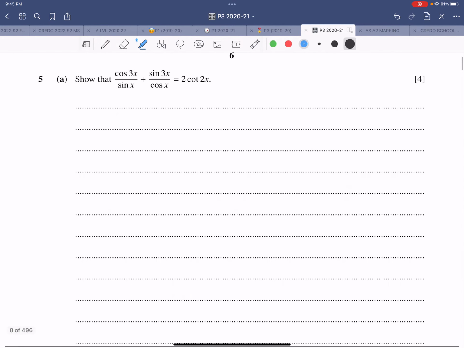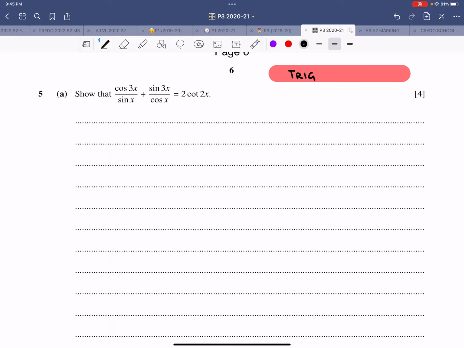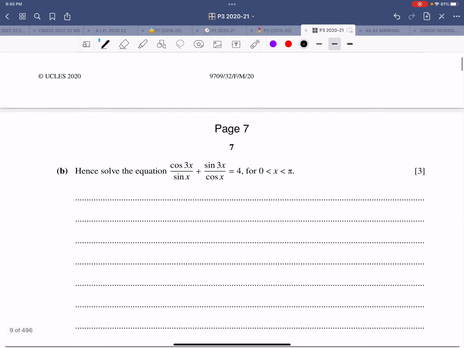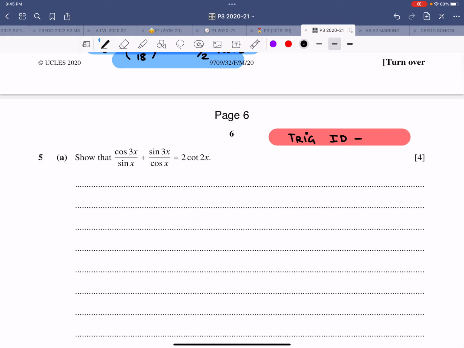Let's move on. Question number 5. Understand and label what this question is all about. This is about trigonometry. This is about identity, and next one could be an equation. Yes, it's an equation. So this is an identity and it's an equation. First of all, let's prove it. Show that. Now all of a sudden, what do you observe?